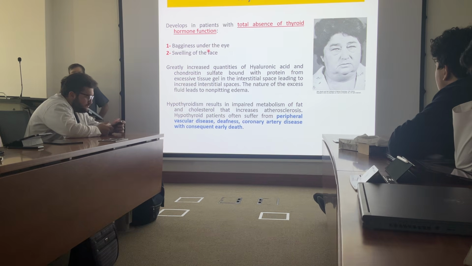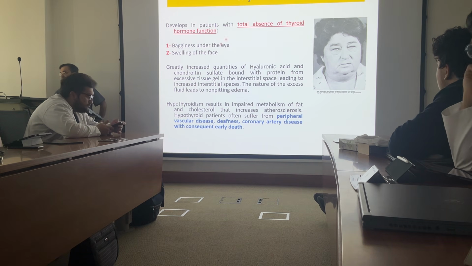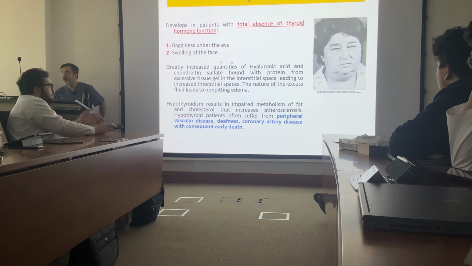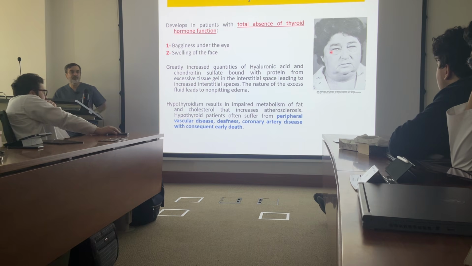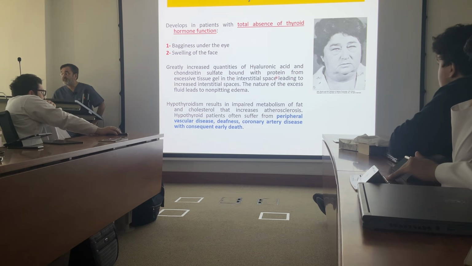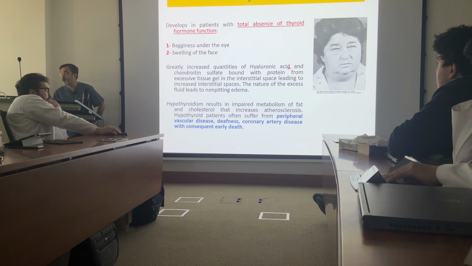So here, this is myxedema, which is usually associated with Hashimoto's thyroiditis. You can see the facial swelling is there, and below the lids there is also swelling. So bagging under the eye and swelling of the face, this is called myxedema, usually associated with Hashimoto's thyroiditis. There are increased quantities of hyaluronic acid and chondroitin sulfate bound to protein, which form excessive tissue gels in the interstitial spaces where water starts to accumulate, and that causes the bagginess and the edematous appearance which you see here.